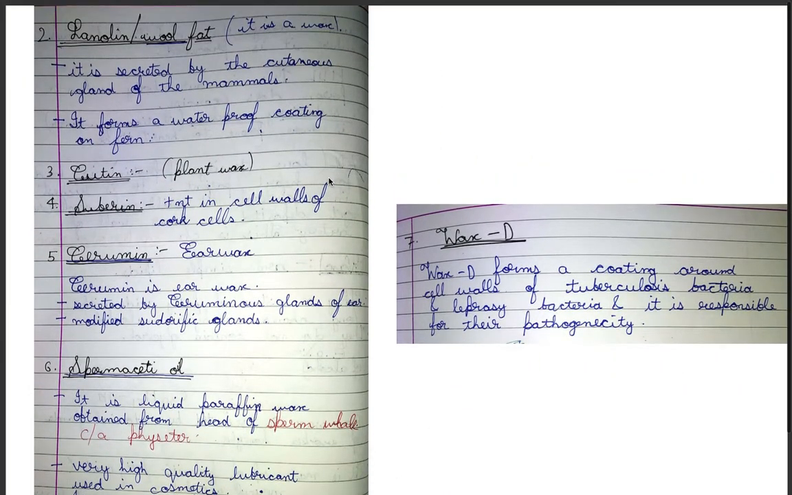Now lanolin is the wool fat. It is a wax. It is secreted by the cutaneous glands of mammals. It forms the waterproofing coating of the fur. Cutin is a plant wax. Suberin is present in the cell wall of the cork.